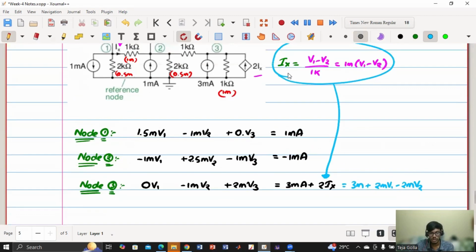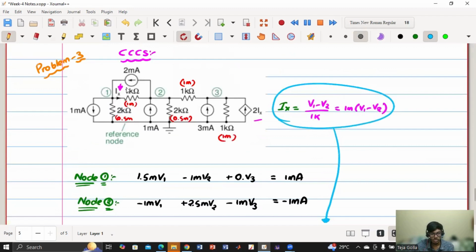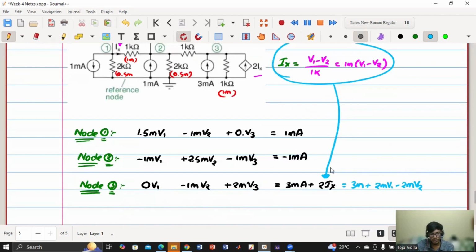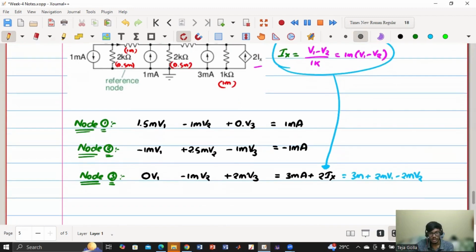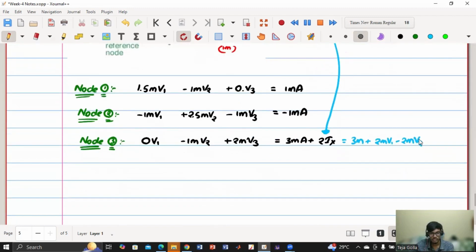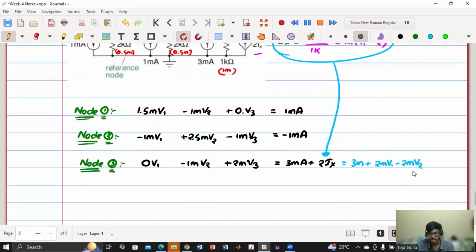I have just substituted the value of Ix in this expression. As someone said, you can also write in terms of 1 minus V by 0.5. That is also fine, but that will be a little bit complicated, or you can also proceed with that. There is no harm in that because KCL is anyway applicable. So it will also give the same result. So is this fine? How I am getting this expression?